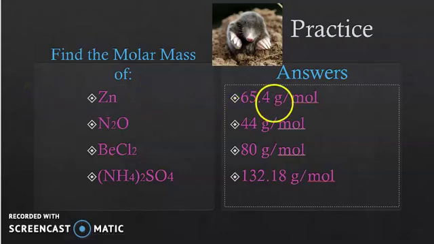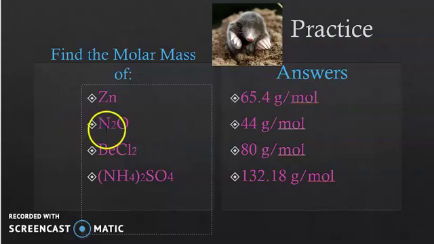I get 65.4, and my unit for molar mass is grams per mole. N2O, I have 2 nitrogens and 1 oxygen. So I would add up what nitrogen is twice because I have 2 of them, and then add up what oxygen is to get 44 grams per mole.